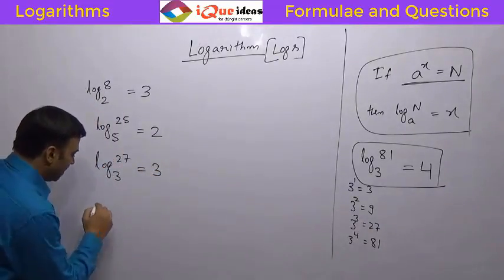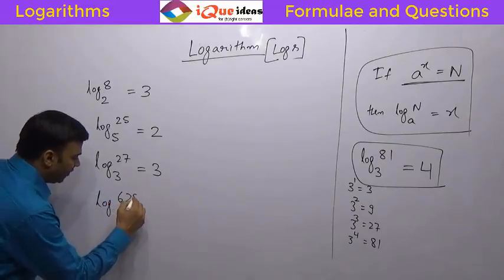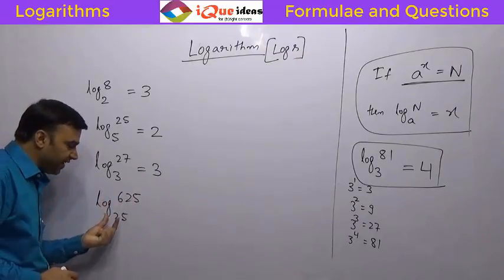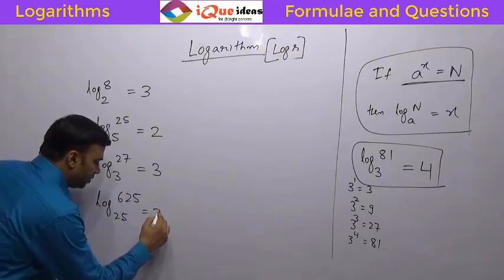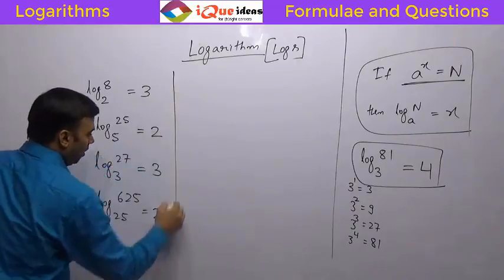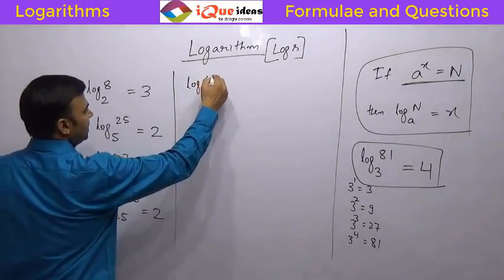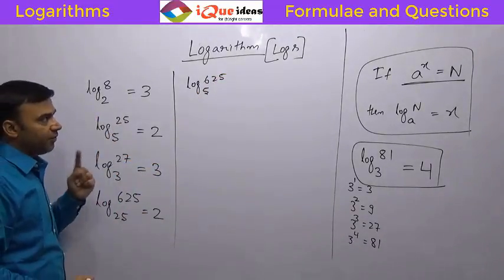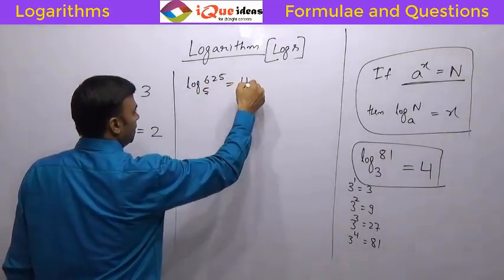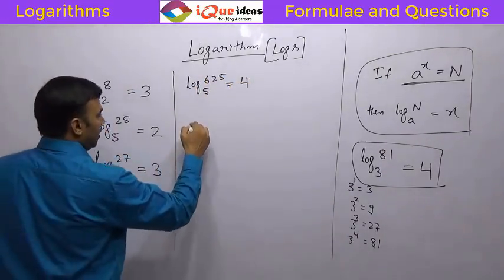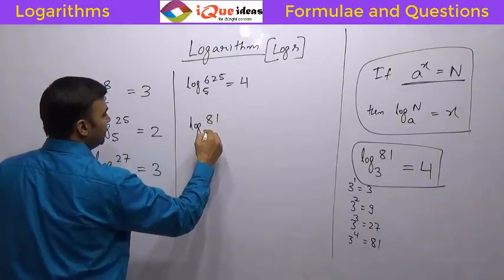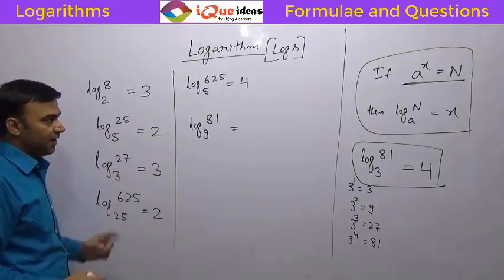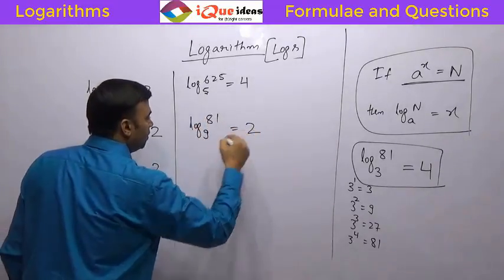Alright. Let's take some more examples. If I say log of 625 to the base 25, we know 625 is 25 square. Hence, it is equal to 2. But if it was log of 625 to the base 5, which power of 5 is 625? It is 5 raised to the power 4. So log of 625 to the base 5 is equal to 4. Let's take log of 81 to the base 9. 9 to the power 2 is 81. So log of 81 to the base 9 is equal to 2.